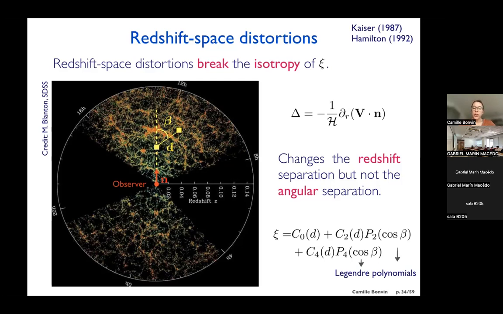And so it's possible to calculate the specific dependence of the correlation function on beta. It has been done by Kaiser and Hamilton in the 90s already. And what they found is that in addition to an isotropic part, we have specific modulation in beta. We have actually a quadrupole, which depends on the Legendre polynomial of degree 2 of beta, so basically a cos square. And we have also an hexadecapole. And this is very interesting because it provides us with a way of separating density from peculiar velocity.